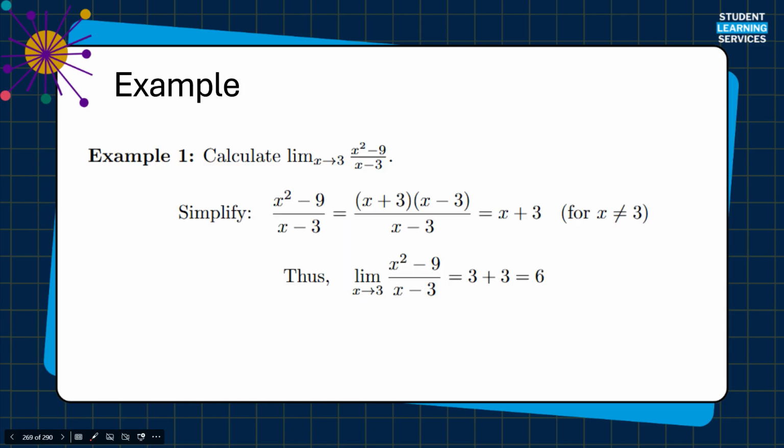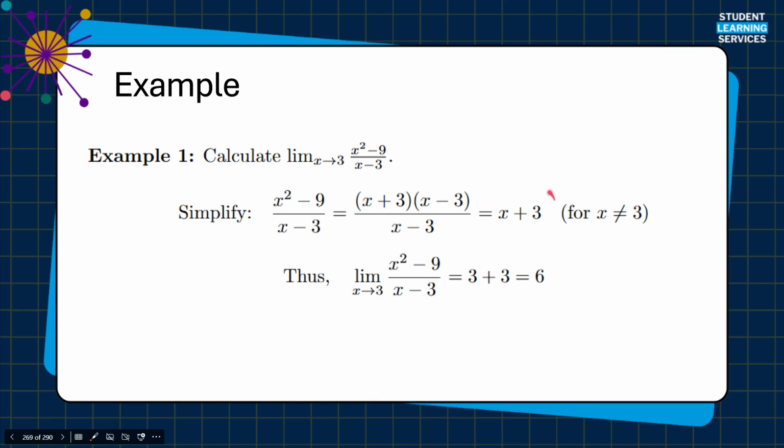Here's an example. We want to calculate this limit as x approaches 3. You might just plug in x equals 3 and see that this is undefined, but remember, we can simplify this expression. We can cancel this x minus 3. The reason we can cancel it is that as x approaches 3, x will never equal 3. So that is why we can cancel it out, and then we have this expression. For this expression, we're safe to plug in.